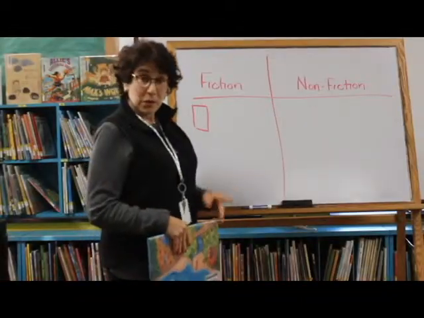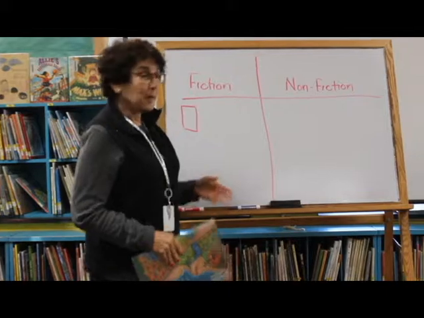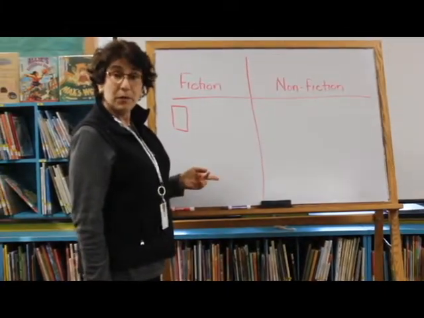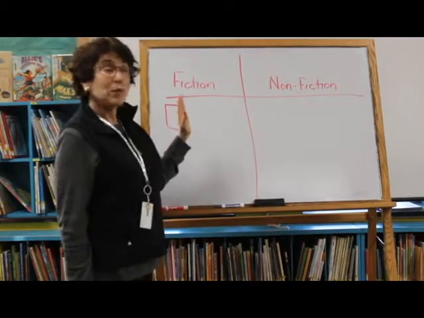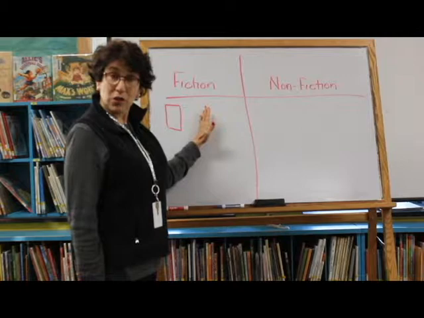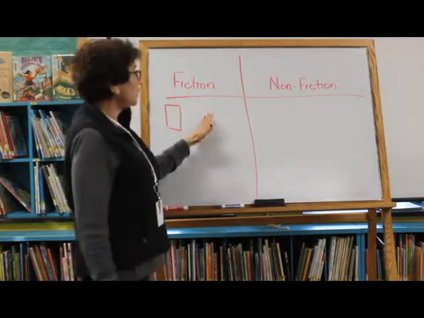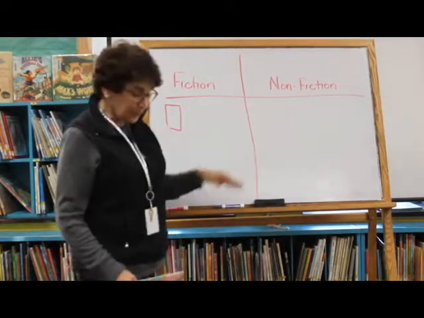So what I'm going to show you now is the first step of knowing how to do shelving. I'm going to tell you about the organization of the library. The library is divided into two areas: the areas that carry fiction books, which are pretend stories, imagination stories, and true information books, which are called nonfiction.